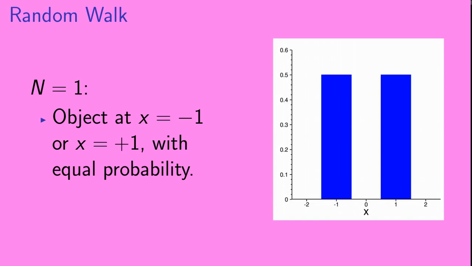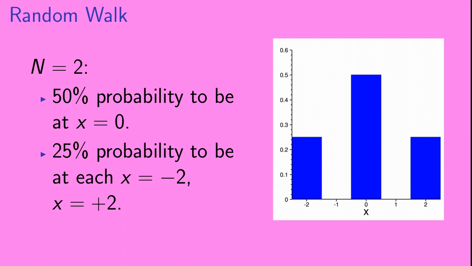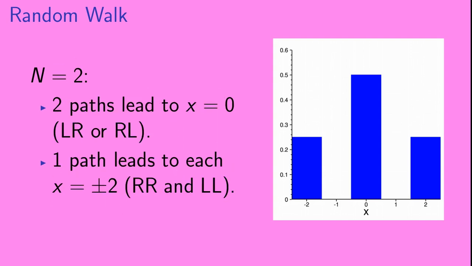Okay, so now let's look at where the object ends up after n steps. We'll start with the case n equals 1. So after 1 step, the object can be located at either x equals -1 or x equals +1 with equal probability. Okay, now on to n equals 2. So after 2 steps, there's a 50% probability that the object will be located at x equals 0. And there's a 25% probability that it will be located at x equals -2, and a 25% probability that it will be located at x equals +2. So let's see why it's more likely to be located at x equals 0 than x equals +2 or x equals -2.